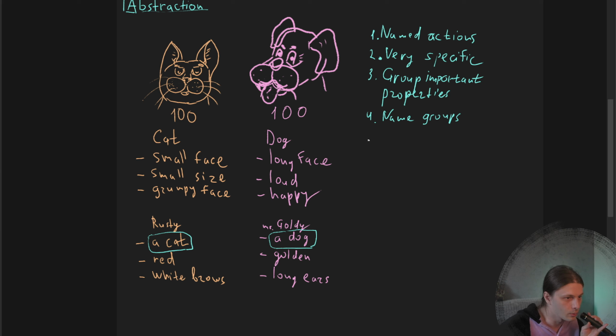So what did we learn? Name instances of a group.